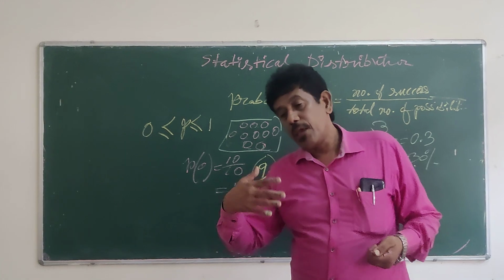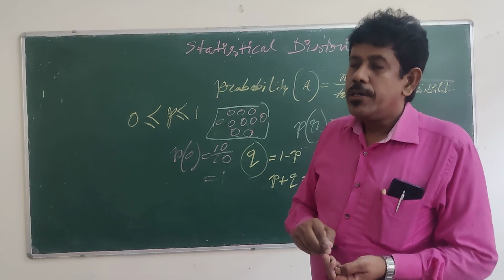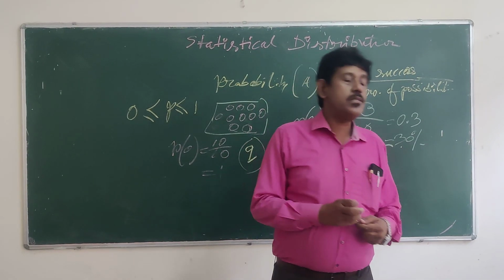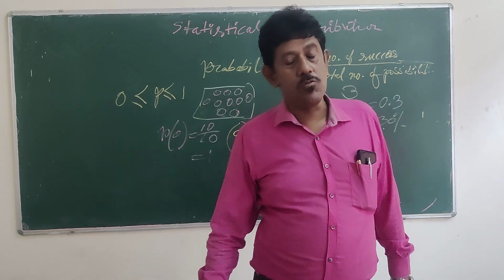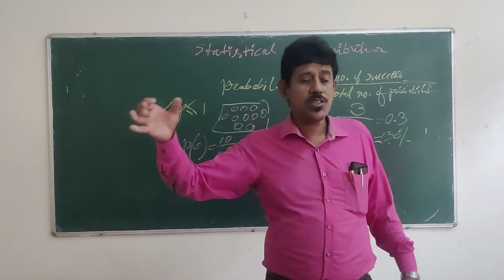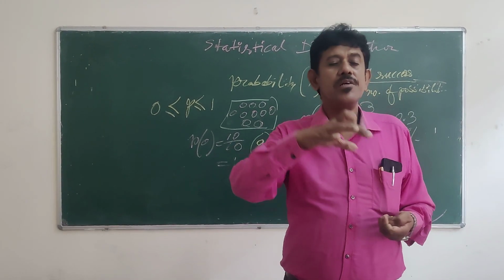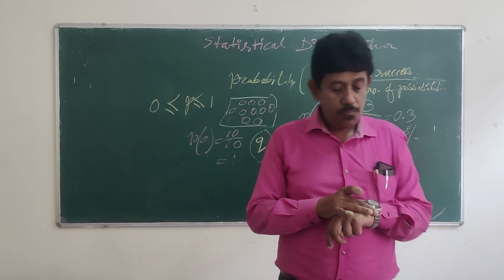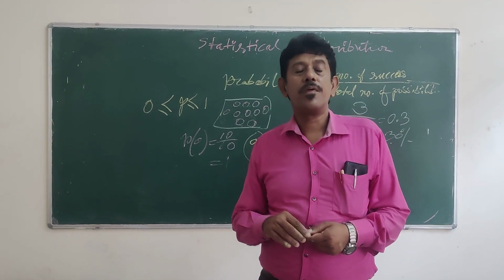So once you know probability, we can go to what is known as distribution, statistical distribution. Statistical distribution can mainly be of two types. One is observed distribution, the other is probability distribution. So what is observed distribution? What we actually observe, that is observed distribution.